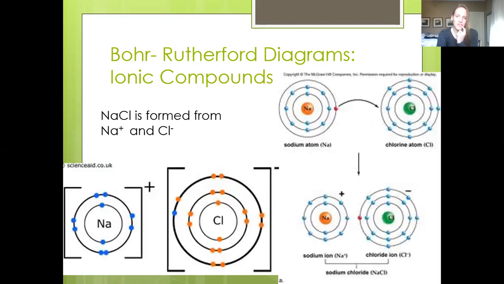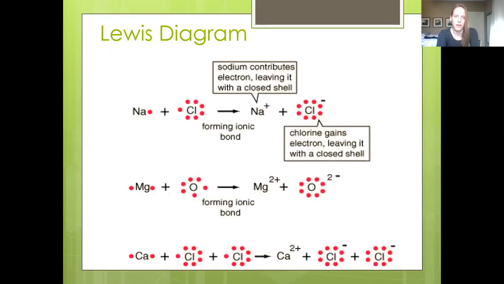And we draw Bohr-Rutherford diagrams for this, and I'll walk you through how to do that. We are going to be using Lewis dot diagrams to do this instead of full Bohr-Rutherford diagrams. Lewis diagrams just have the element symbol in the middle and then the valence electrons drawn around the outside. So let's pause for a minute and go over that.